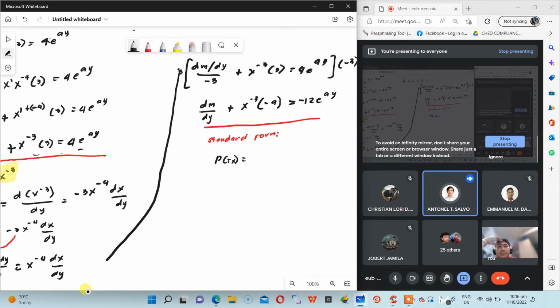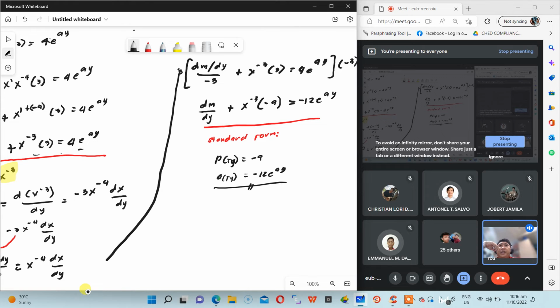Sorry, that's not x, it's p of y. What is p of y? Negative 9. What is our q of y? Negative 12 e to the 9y. Okay, so from here we already get this one. And again, remember, Q of y, we will need that in our general solution.